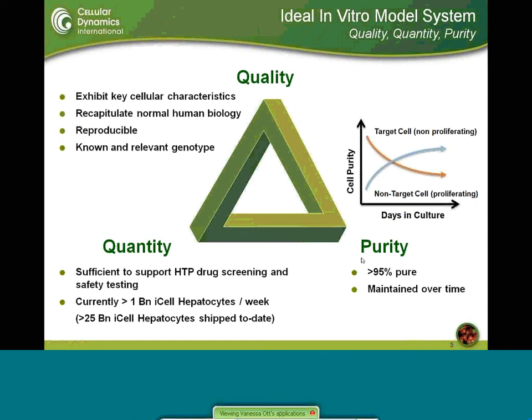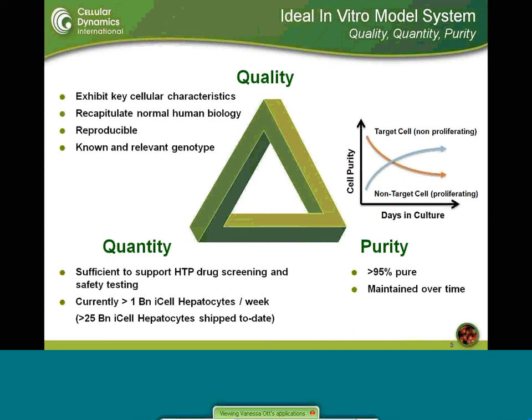In addition, it's important that these model systems consist of cell types that are highly pure. So we use a variety of methods, which I won't go into detail in this presentation, to achieve very high purity when we manufacture terminal cell types. All of the cell types that we manufacture, including the hepatocytes, which you'll hear about today, are greater than 95% pure. And importantly, this purity is maintained over time in culture.